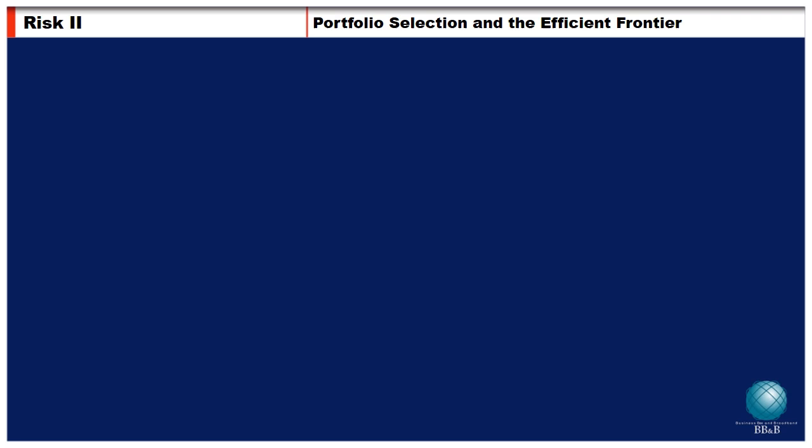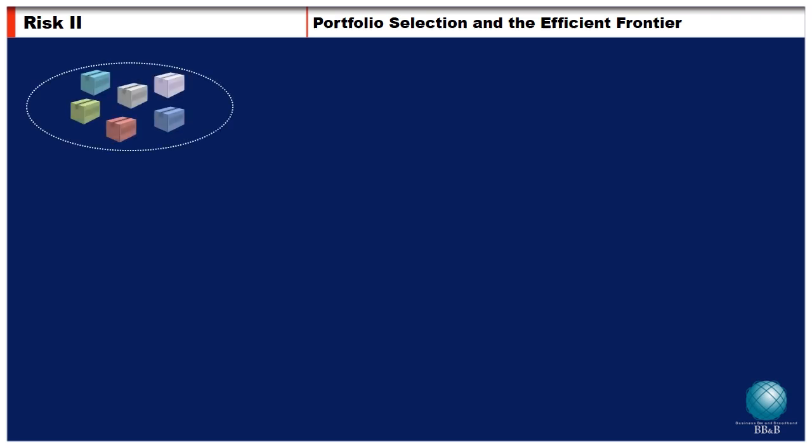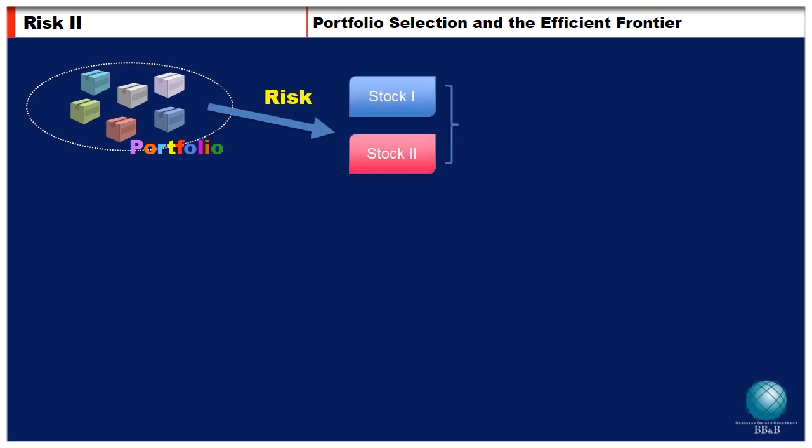Risk 2. Portfolio selection and the efficient frontier. An investment made up of a group of assets is called a portfolio. Combining securities into portfolios reduces risk. If we combine two securities, for example, the portfolio's expected return is a weighted average. But the portfolio's standard deviation is lower than a weighted average.